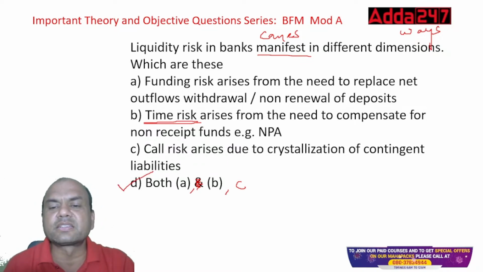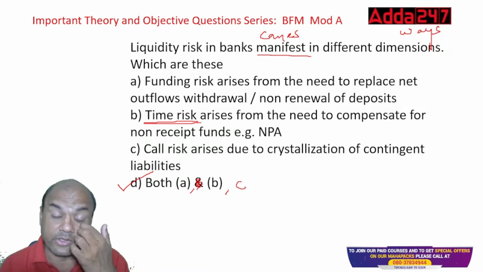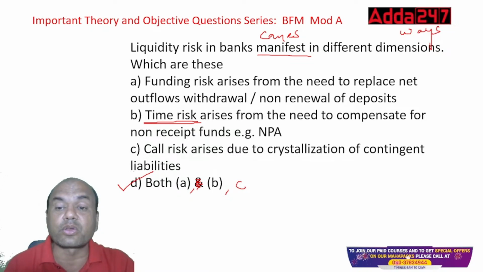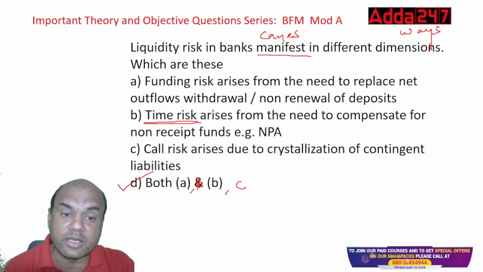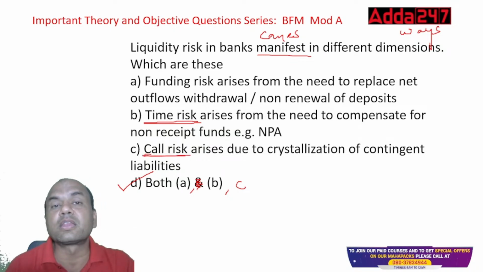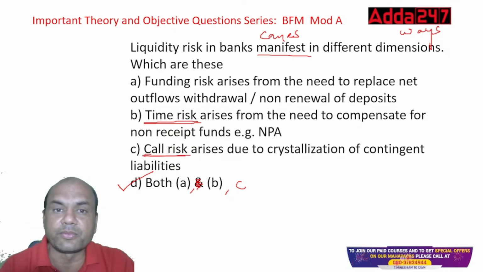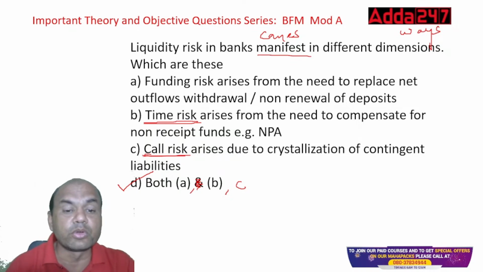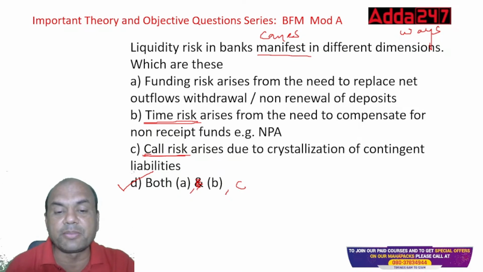Because funding risk is to replace the net outflows, that is correct. Time risk is for compensating the non-receipt of funds, that is also correct. And call risk is also a type of this liquidity risk only. Because if tomorrow there is a huge bank guarantee to be paid by you, then from where will you get the funds? Urgent funds. So actually it's A, B and C.